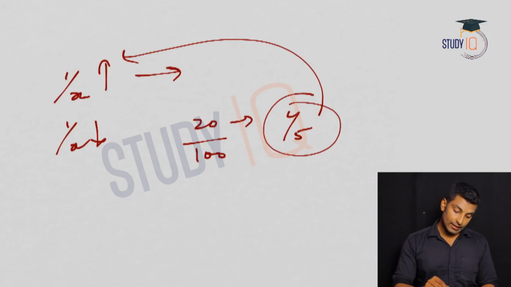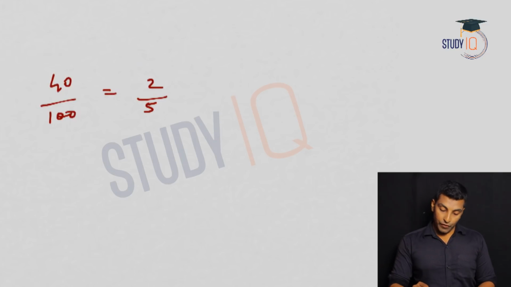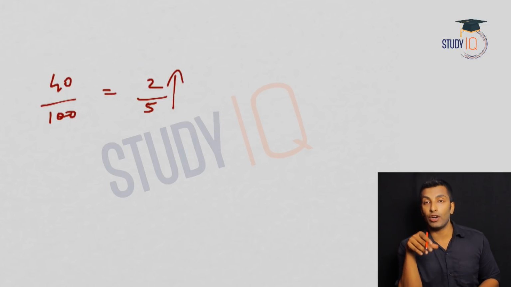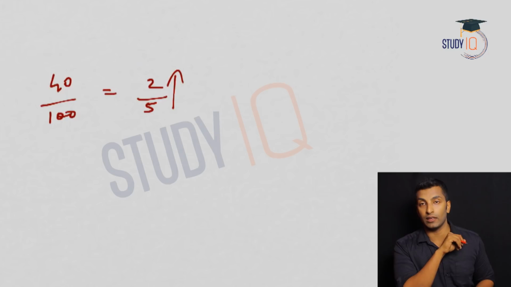But you know, in certain cases the numerator can be 2, 3, 4, etc. What if you have a 40% increase? 40% increase, you will write it as 40 by 100. So this is basically 2 by 5. So if it is 2 by 5, you will tell me that this is not in the form 1 by x, so I cannot apply the method, right?